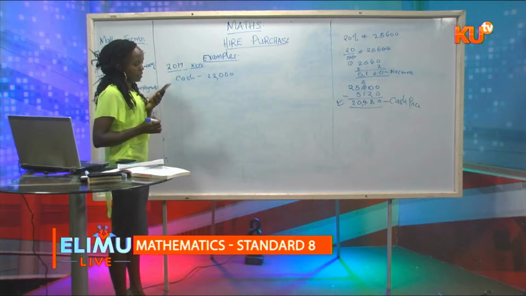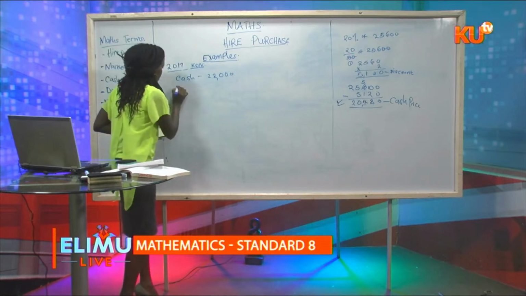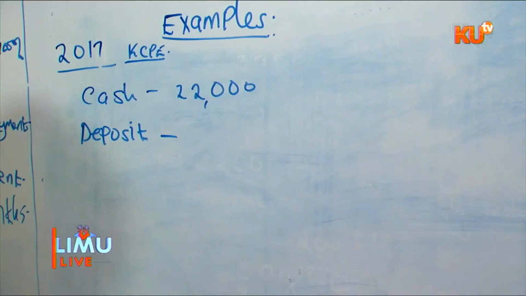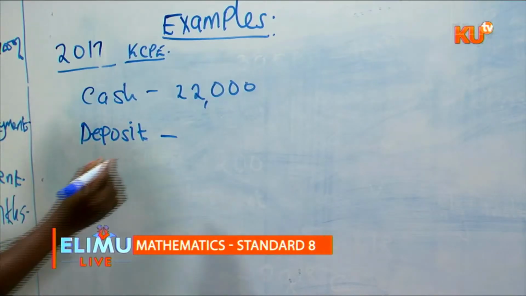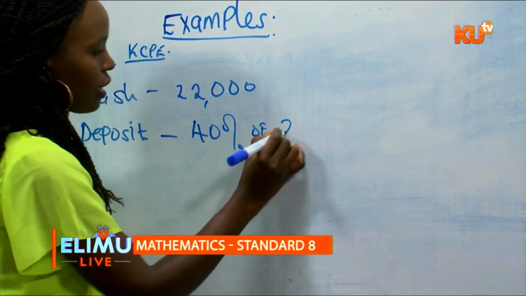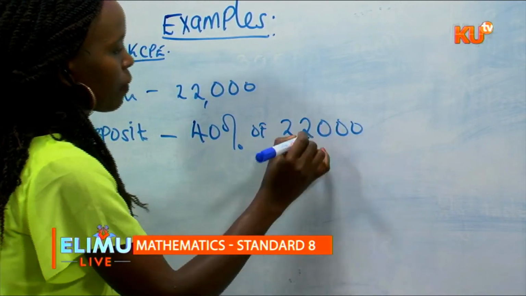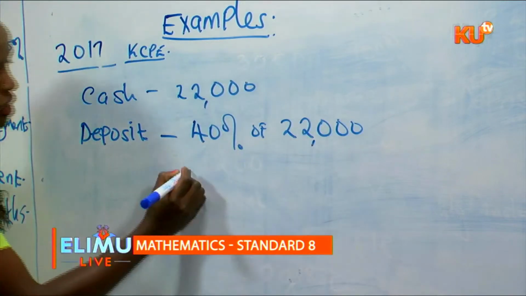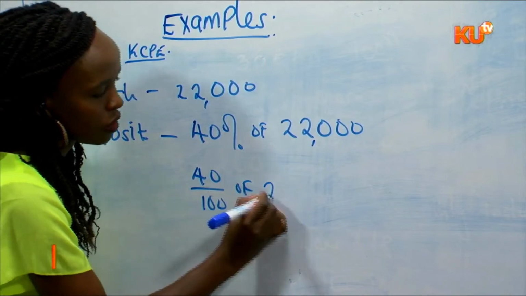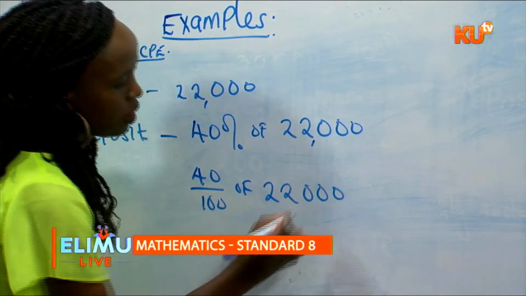Maria bought it on her purchase. She was allowed to pay a deposit equal to 40% of the cash price. So we first of all get the deposit. So 40 out of 100 of 22,000.